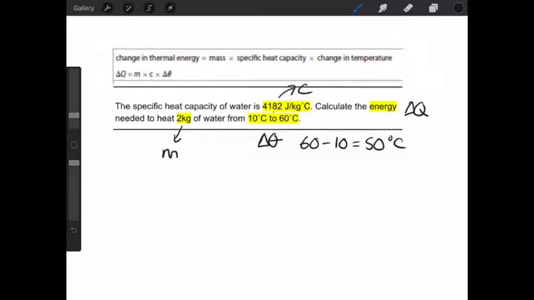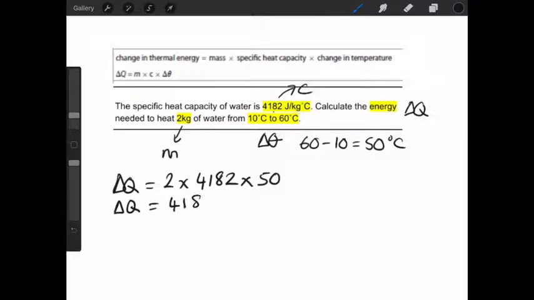I've got that ready. So all I've got to do now, because in this equation I don't have to do any rearranging, I just substitute the numbers in. So instead of M, I've got 2. Instead of C, we can add in the value we've been given, and we've worked out the 50 degrees Celsius. Then I am going to use my calculator, and work out the answer. And to finish that answer off, I'm going to remember that energy is measured in joules.